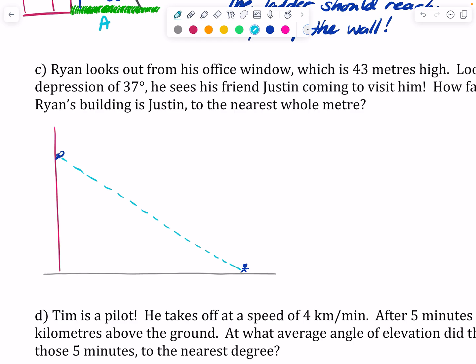There's the line of sight from Ryan to Justin. And there's a triangle in there. And there's a couple ways we can play with this one. We know his office window is 43 meters high. And we need to find out how far Justin is from the building. So like this distance right here, that's our X. But this 37 degrees, where does this go? We've got options.